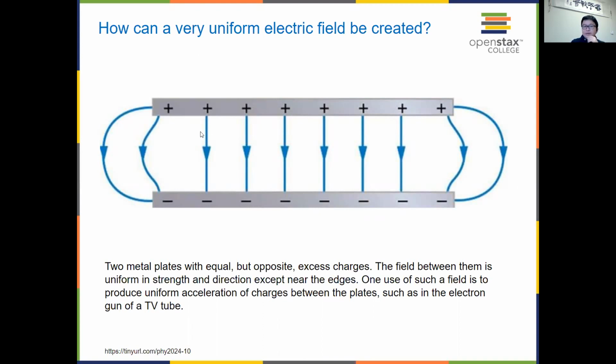So in between the plates, in most regions, the electric field will be parallel. They will be uniform. Now, just on the edges, they are curved. So the electric field on the edge is not so uniform, but for the majority part of the inside of the plates, you will have uniform electric field.